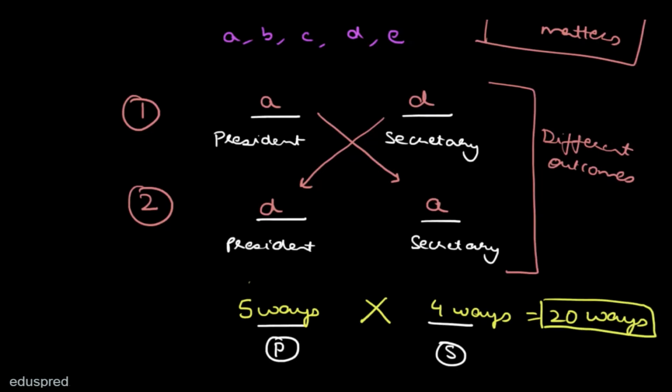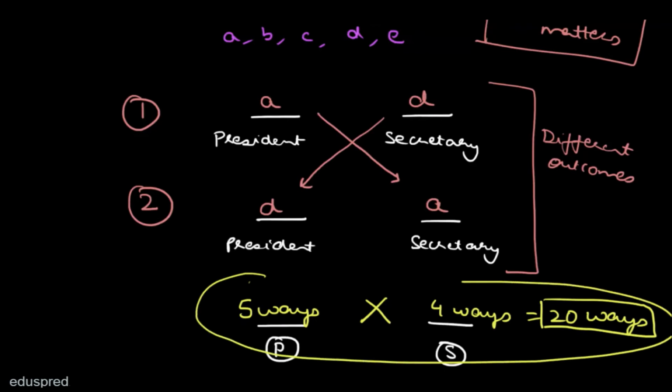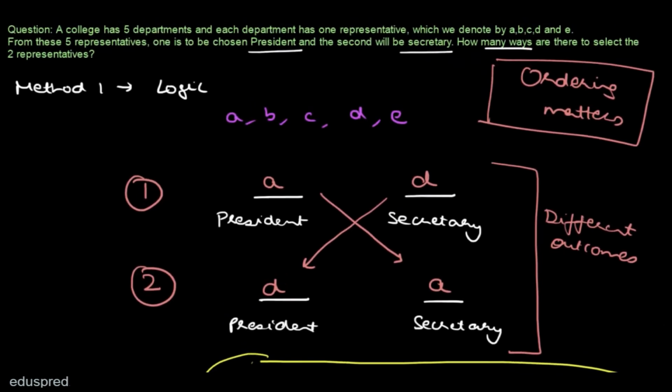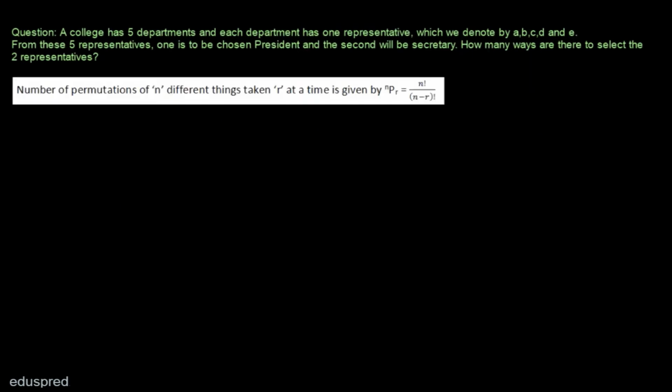Note that it was very important to find whether the ordering matters or not, because if the ordering does not matter, then you cannot solve it in this manner. You will have to make a small change here and we will see that change in the next question. So this is method number 1, pure logic. Now let's move to method number 2. In this method, we are going to solve this question using a direct formula. So method number 2 is the formula method.